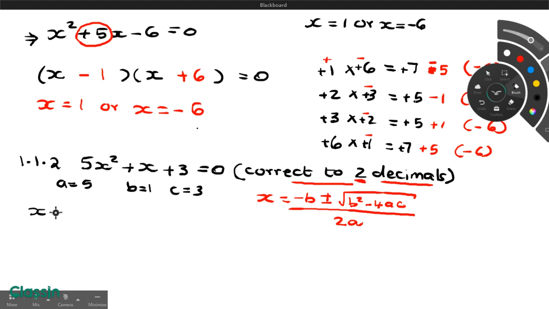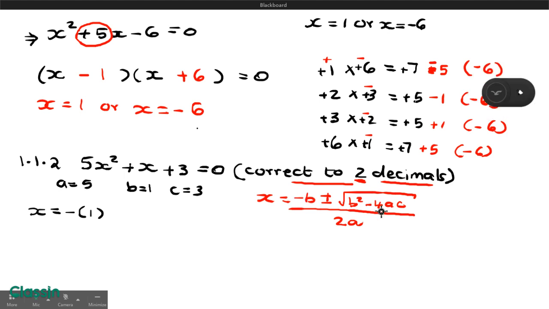So in this case, you're going to have x is equal to minus bracket 1. Remember that this b does not form the same part as the negative. So the negative is outside. This negative is for the whole equation. This negative is outside b. So therefore it's negative, then you put brackets, then you put the value of b inside the bracket. Plus minus, then you have 1 squared minus 4 into 5, and then our c is 3.